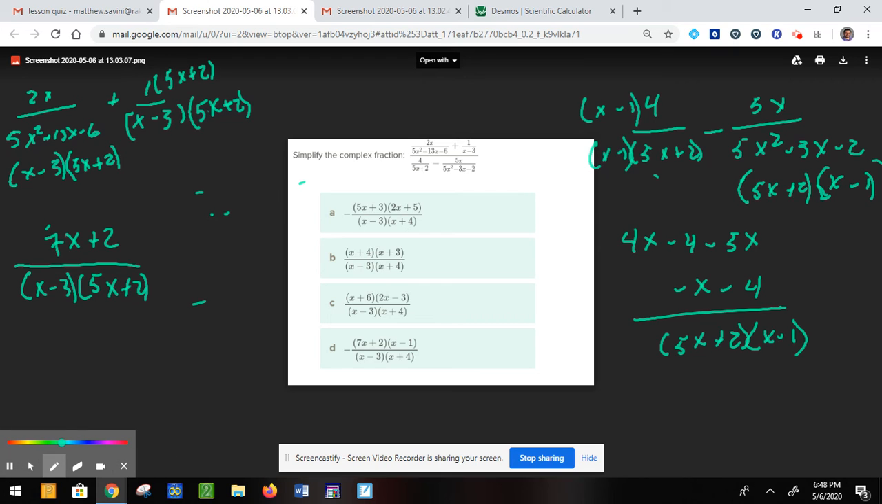So since this is the numerator on the left and this is the denominator on the right, in essence, you can say it's the numerator divided by the denominator. So we're going to do a keep change flip.